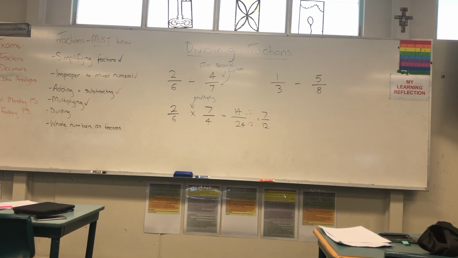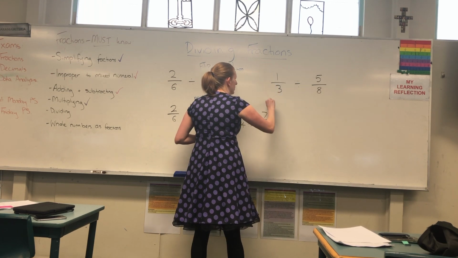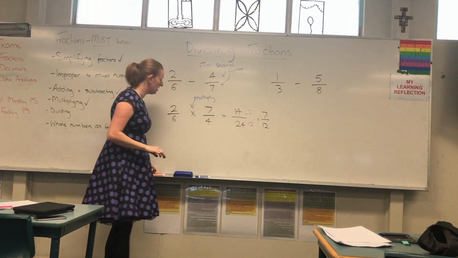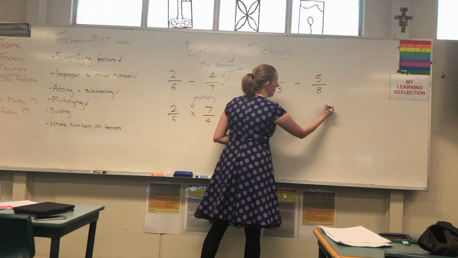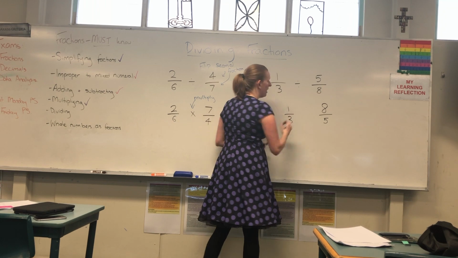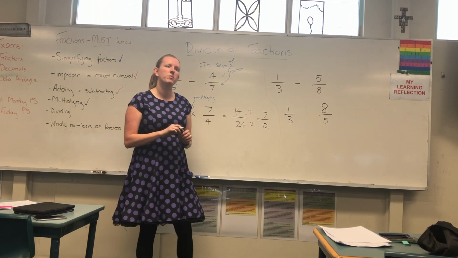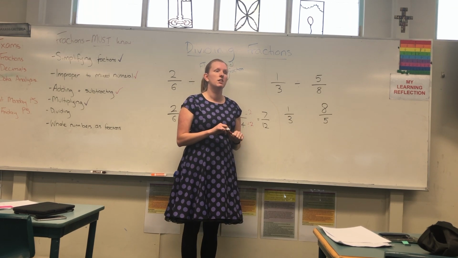Alright, let's do our next one. I'm just going to draw a line down here so you know what I'm doing. Alright, can anyone tell me what my magic trick is? Thank you for your enthusiasm. So, I'm flipping my second fraction and it will become 8/5. My first fraction stays the same, and instead of dividing, Daniel, what am I going to do? Instead of dividing, multiply.